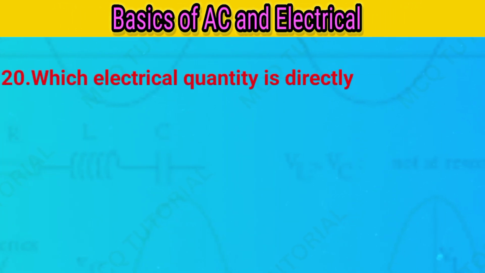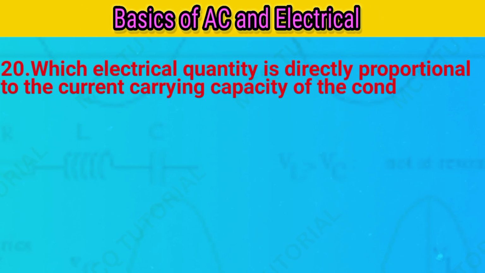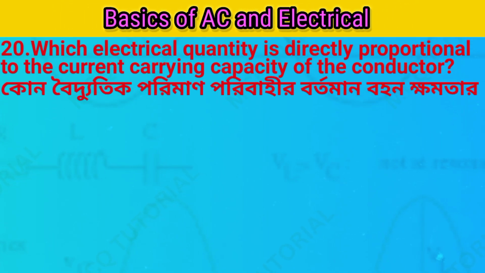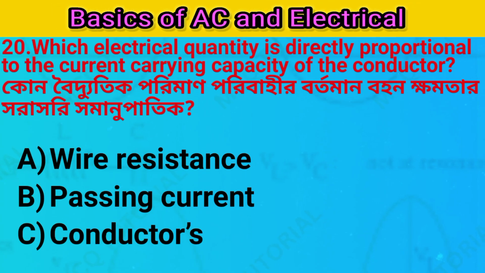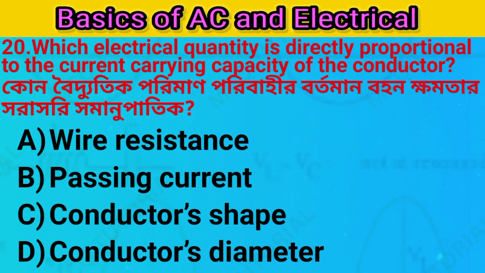Question 20. Which electrical quantity is directly proportional to the current carrying capacity of the conductor? Option A wire resistance, option B passing current, option C conductor's shape, option D conductor's diameter.